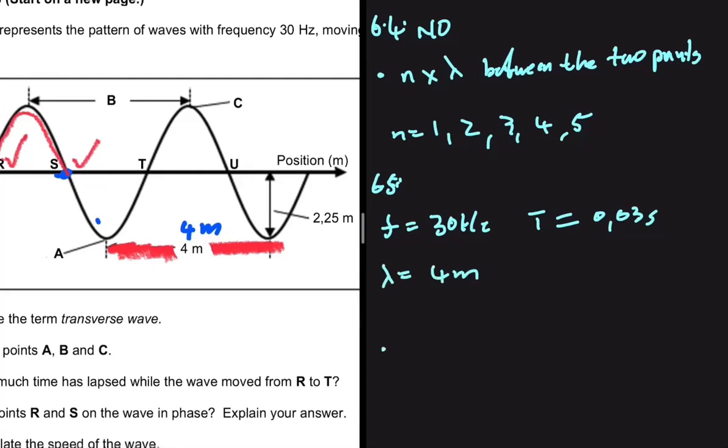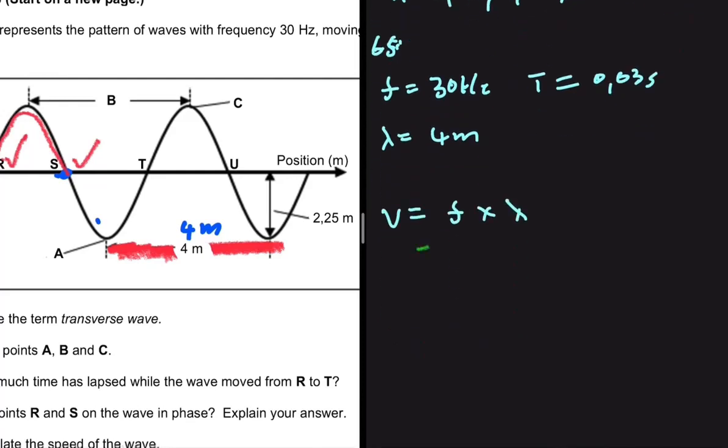The speed of the wave, V, is equal to frequency multiplied by wavelength. So now we can say that the speed of the wave will be equal to 30 multiplied by the wavelength, which is 4 meters. This is equal to 120 meters per second.